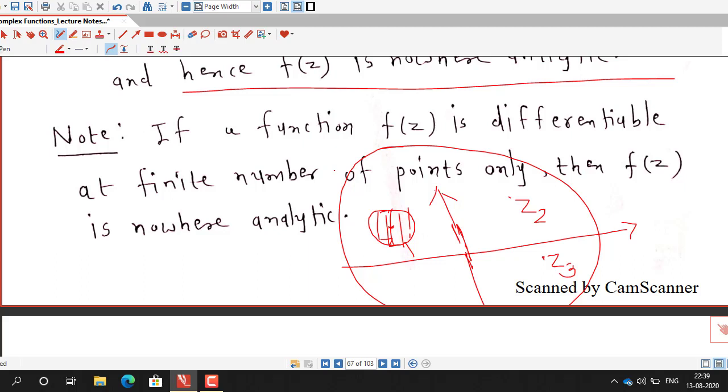So if a function is differentiable at a finite number of points only, then for those points we are not able to find any neighborhood such that the function is differentiable at every point in that neighborhood. Therefore the function is nowhere analytic, even if it is differentiable at a finite number of points.